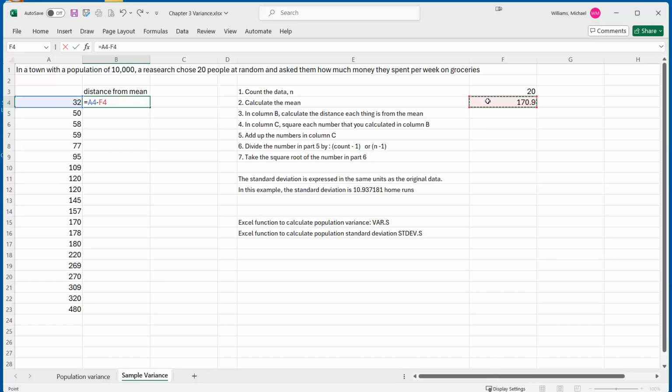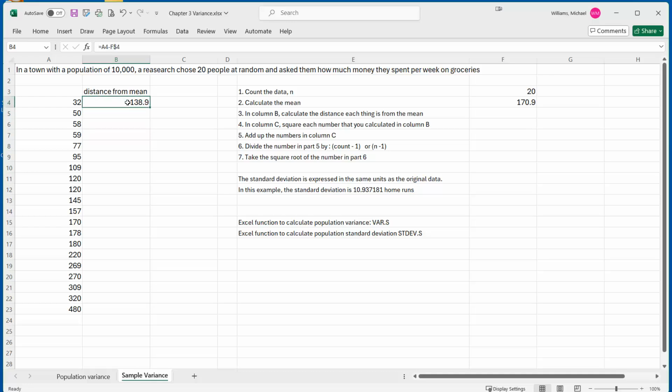But if we want to use a shortcut to fill in the rest of the column, we need to put a $ sign in front of the 4. Remember? That will tell Excel the mean is not going to move down the column. It's always going to be here. It's always in row 4, right? So hit enter. So that's $138.90 below the mean. These are dollars, right?